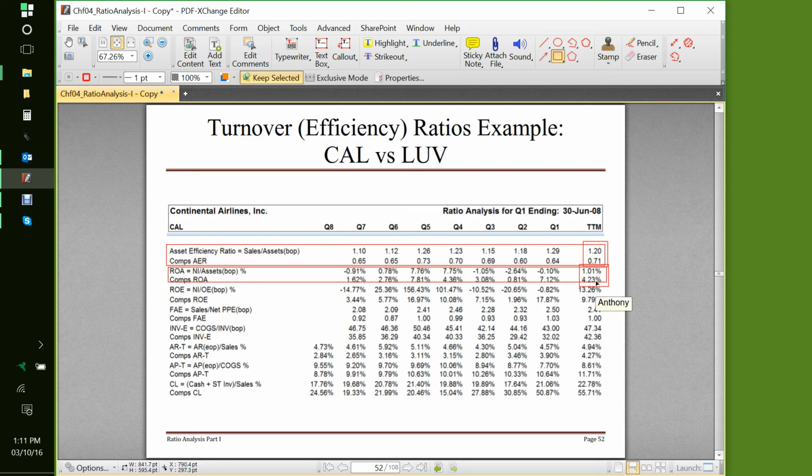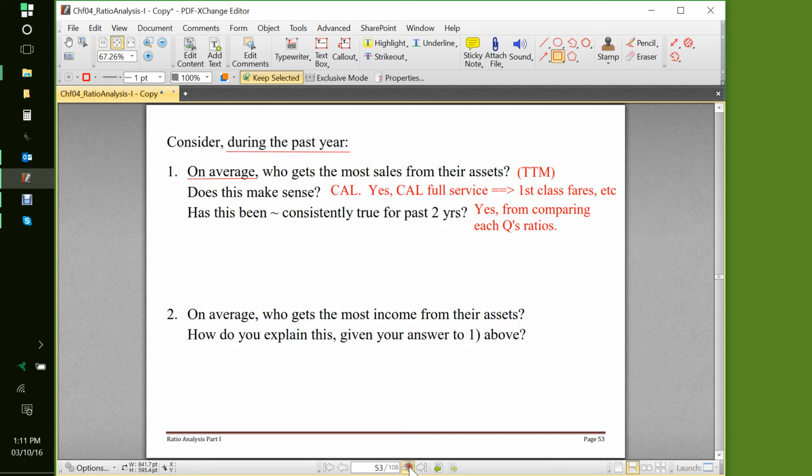Net income over sales, 4.23% for Southwest, 1.01% for Cal. So the answer to this is going to be Southwest, or Love, ticker symbol Love.